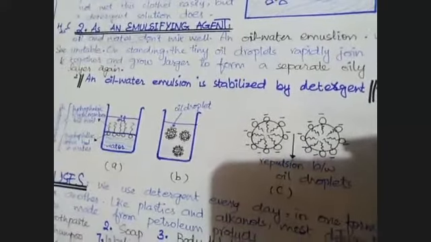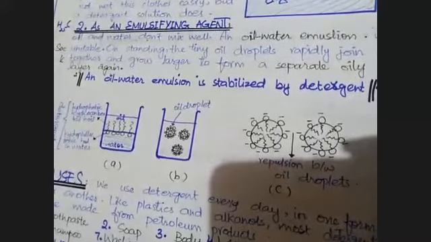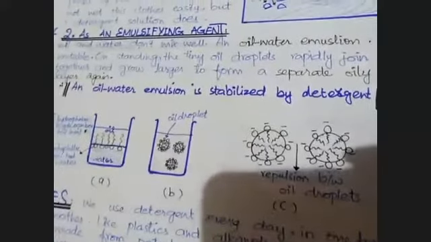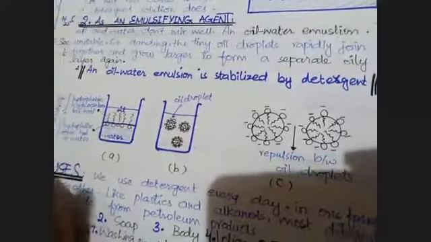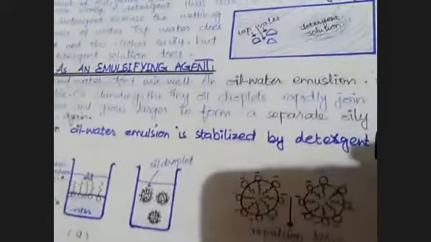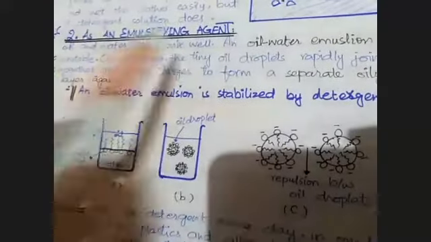Then it acts as an emulsifying agent. First of all, I would like to tell you what an emulsifier is. An emulsifier is a compound which disperses the oil and thus causes an emulsion. An emulsion occurs when two substances which normally can't mix well are mixed, and that makes an emulsion. So detergent can act as an emulsifying agent.